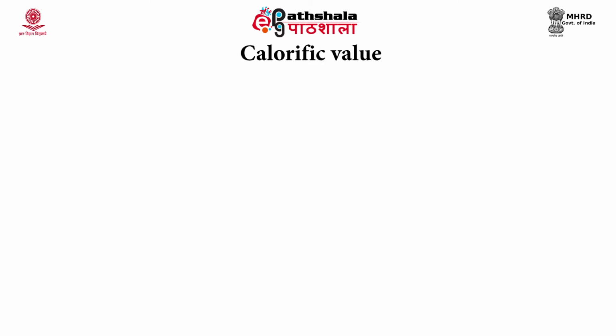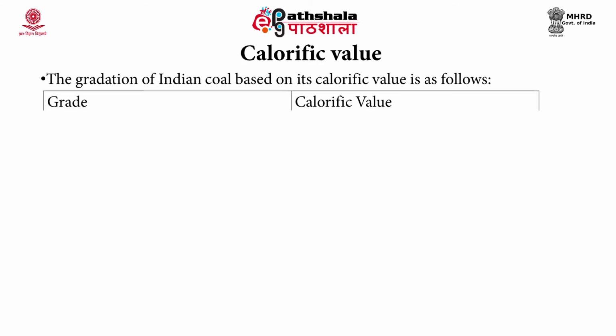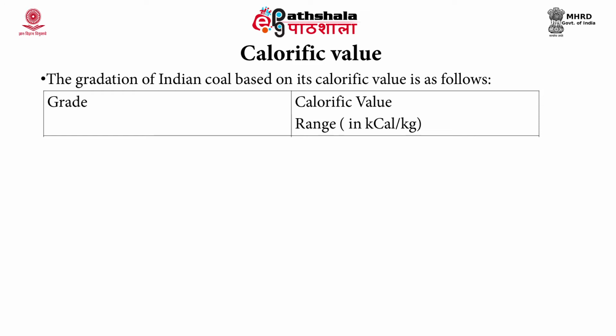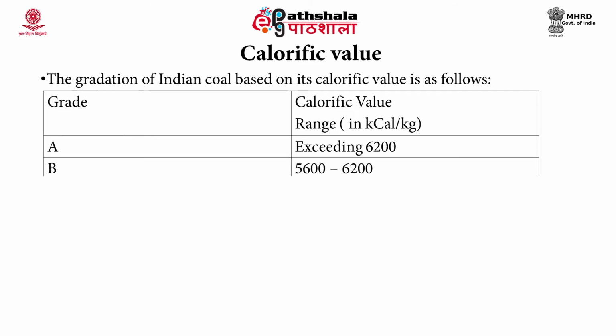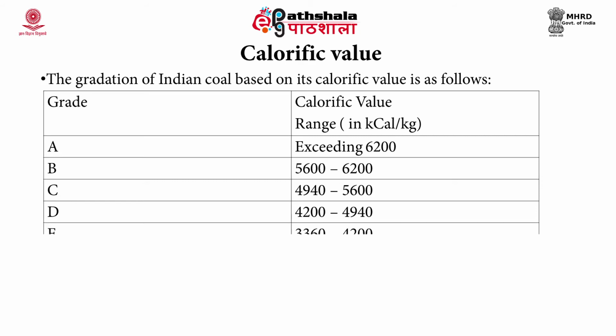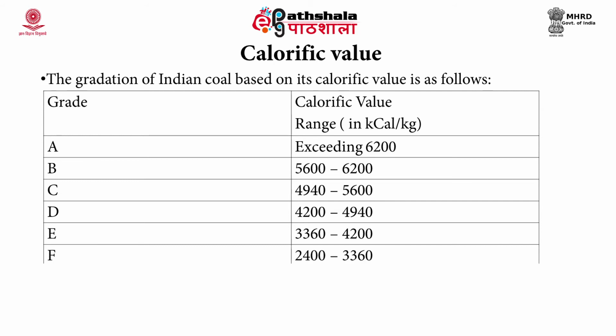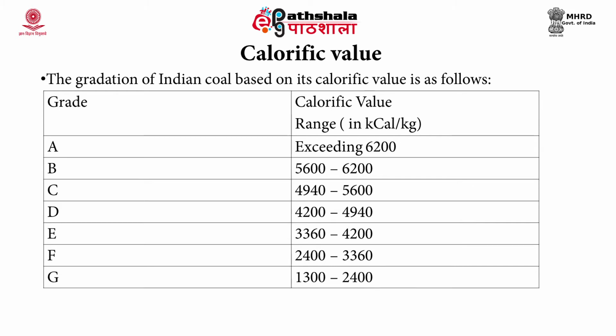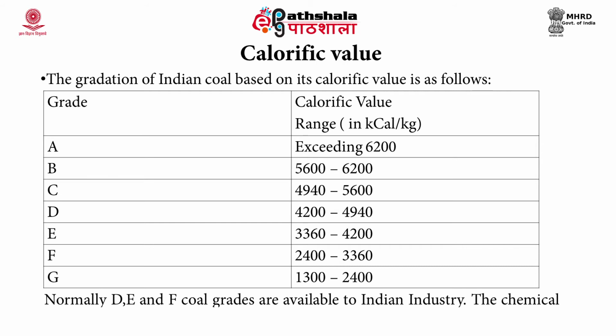Based on the calorific value, the gradation has been given to Indian coal like A, B, C, D, E, F, G. The A grade coal has a calorific value exceeding 6200, B 5600 to 6200, C 4940 to 5600, D grade 4200 to 4940, E grade coal has calorific value of 3360 to 4200, F has a calorific value of 2400 to 3360, G has calorific value of 1300 to 2400.